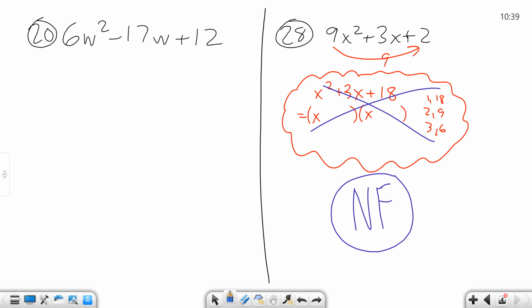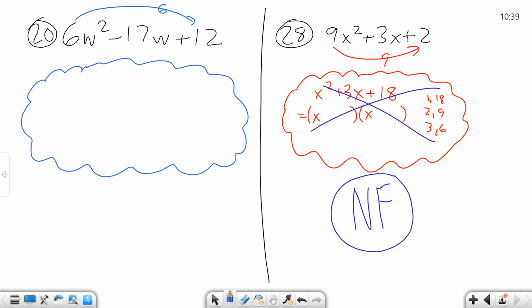Is there a GCF? Man, if that 17 was an 18, we could take a 6 out. That'd be nice, but it's not. So we have to take this 6 and multiply it by the 12 over here. In my thought cloud, remember, there are 2 reasons this is a thought cloud: I'm not done, and it's not equal to what I started with. W squared minus 17W plus what? Well, 6 times 10 is 60, and 6 times 2 is 12. 60 and 12 is 72. Or from your times tables, 6 times 12 is 72, or use your calculator.